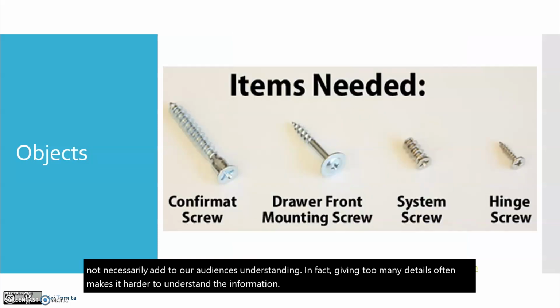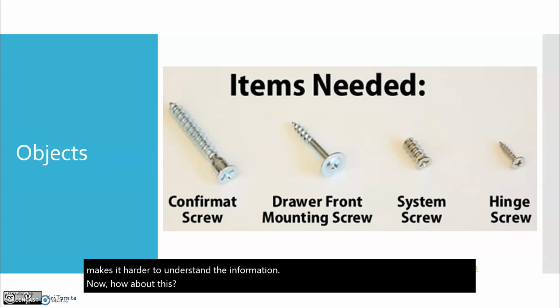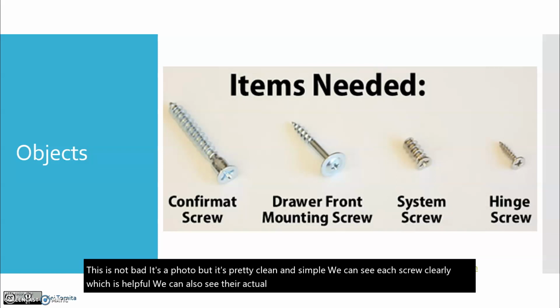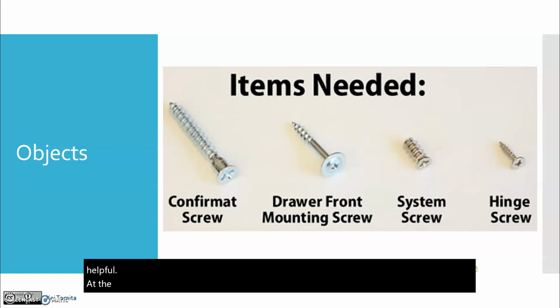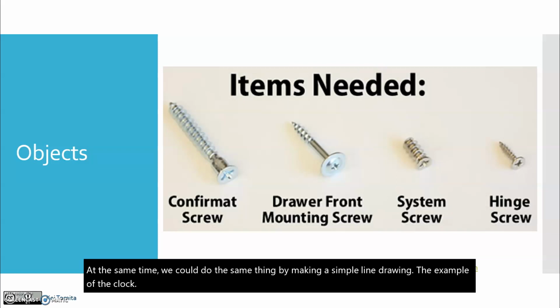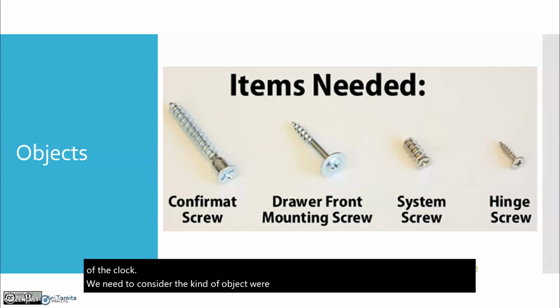Now, how about this? This is not bad. It's a photo, but it's pretty clean and simple. We can see each screw clearly, which is helpful. We can also see their actual sizes compared to each other, which is very helpful. At the same time, we could do the same thing by making a simple line drawing like the example of the clock. We need to consider the kind of object we're showing and decide what is the best way to communicate information about it.